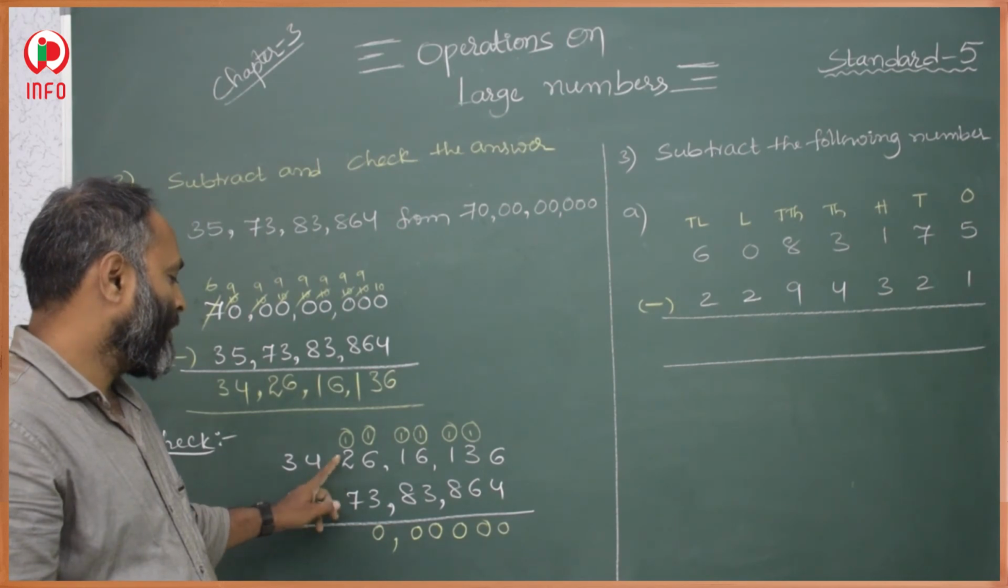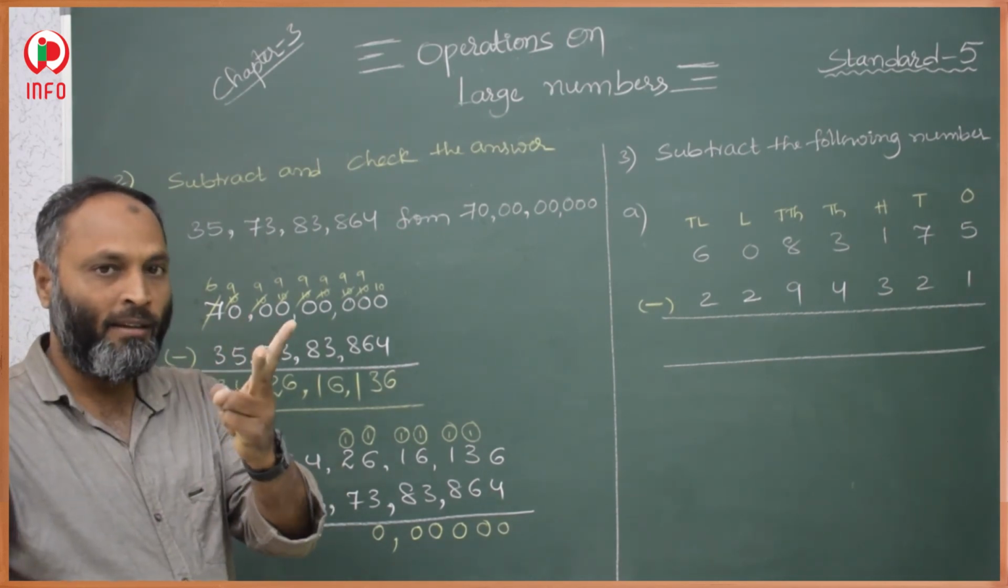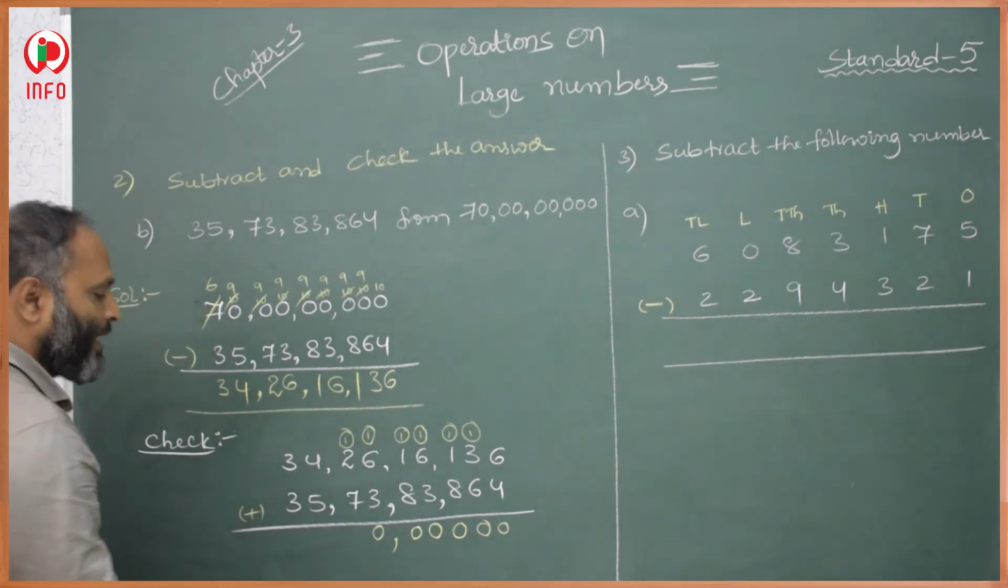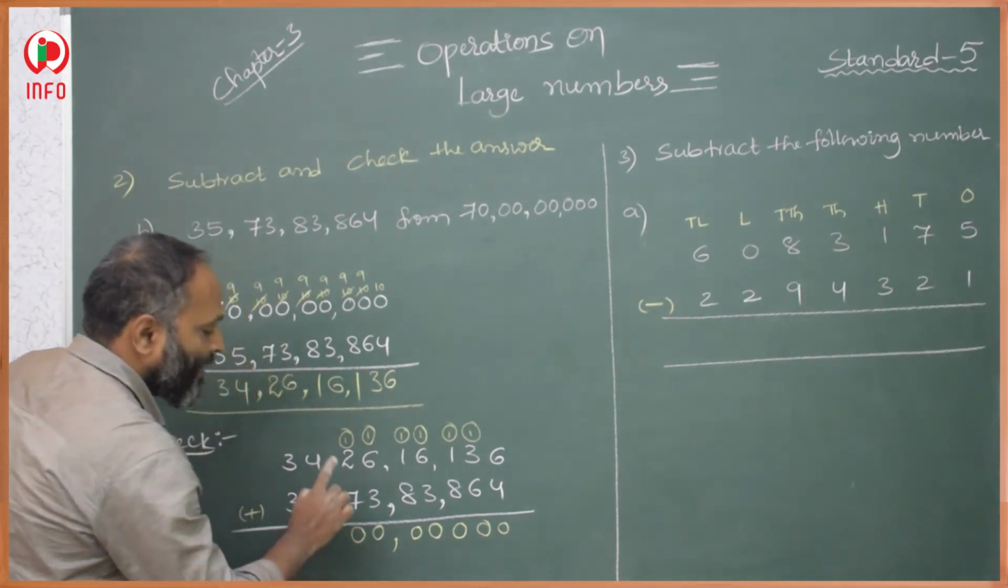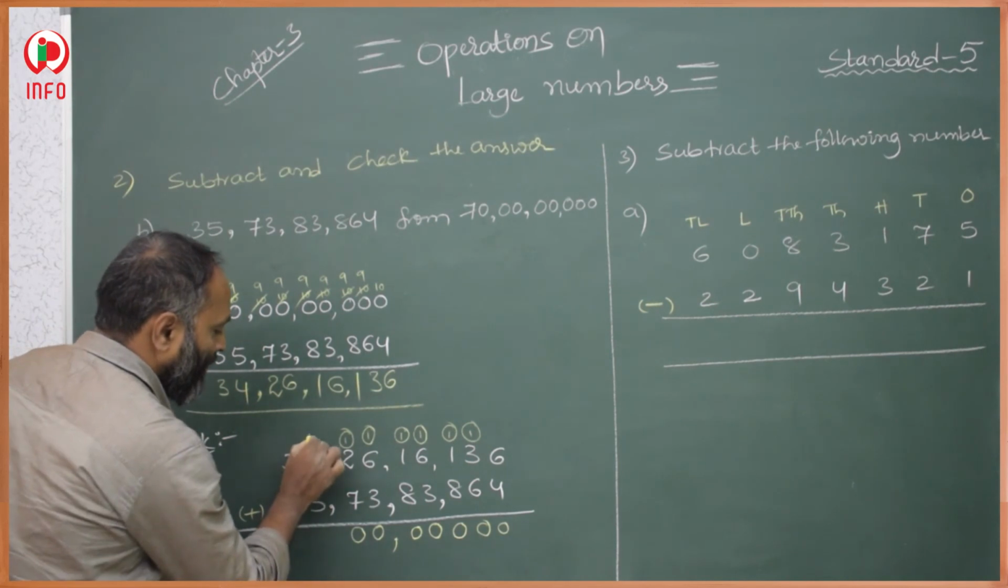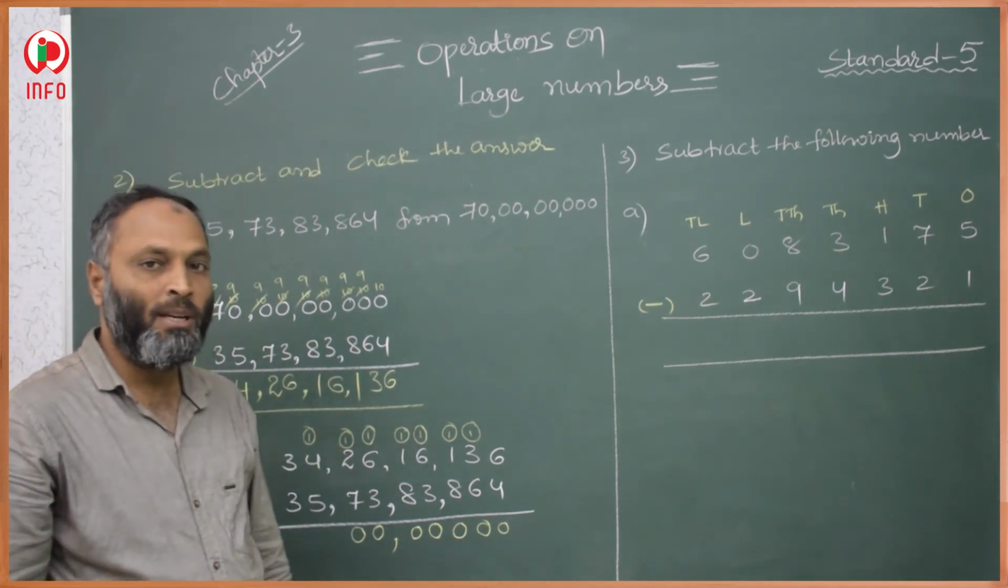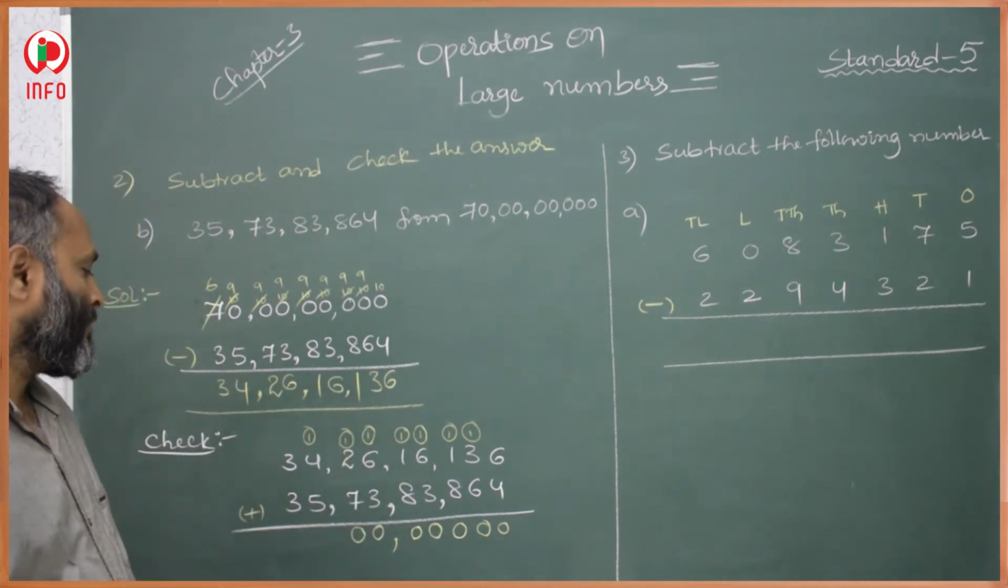Then 7 plus 2: 8, 9. 9 plus 1, 10. 10 means again 0 is exactly below the 10 lakhs place, and 1 is on top of the crores place. Crores place, that is very next to the 10 lakhs place.